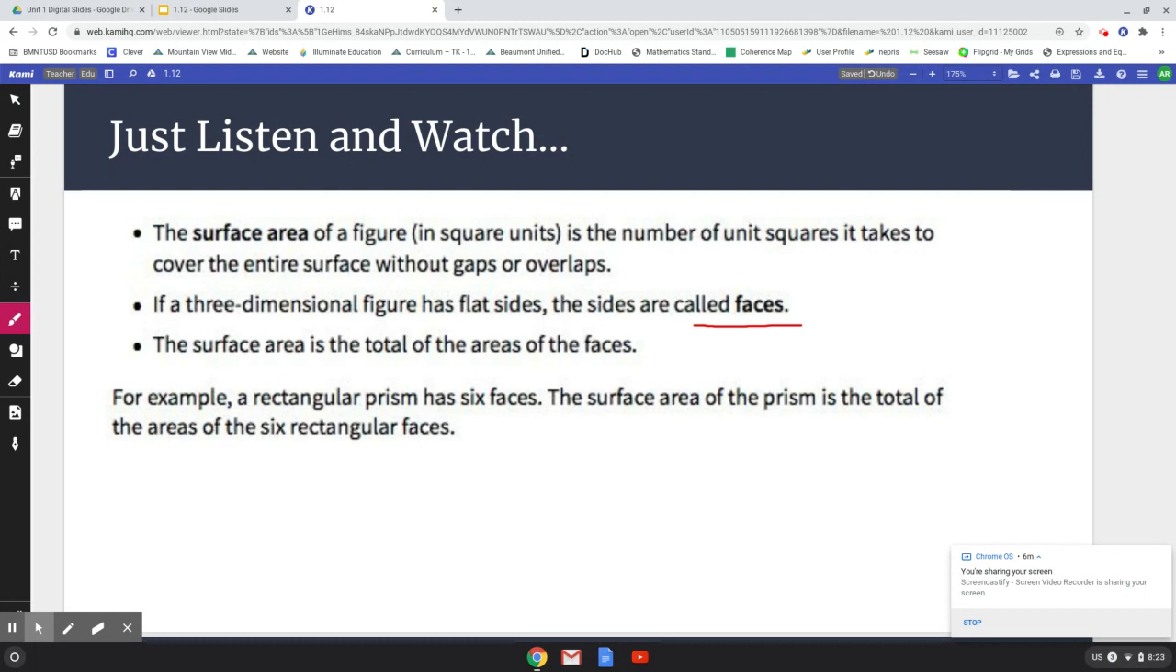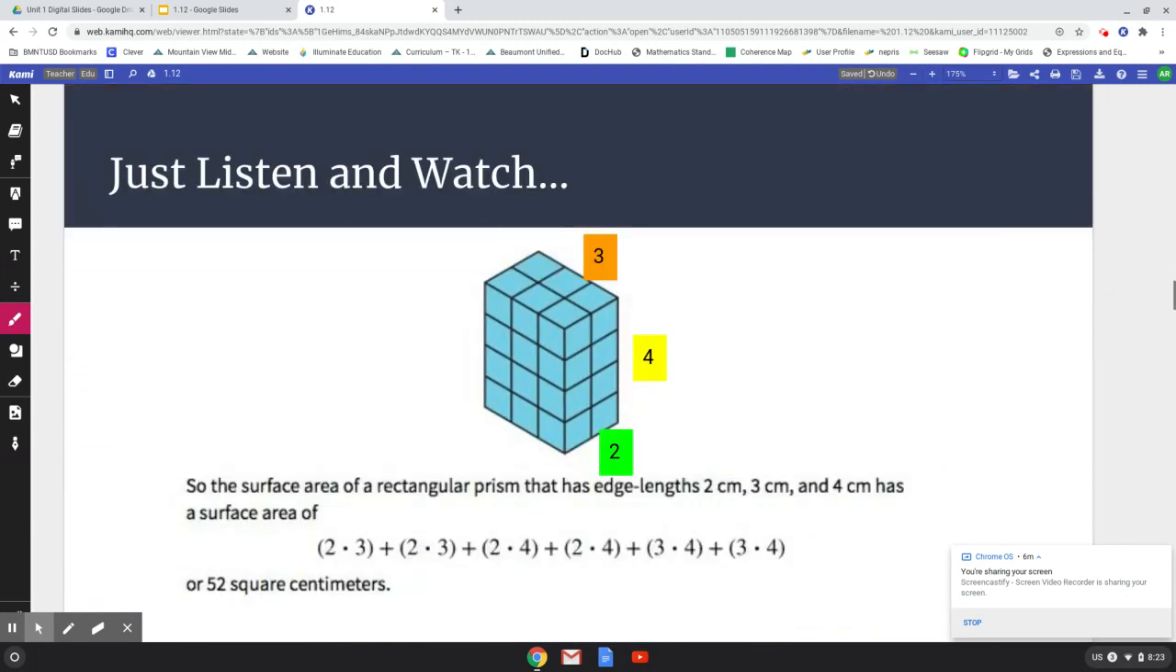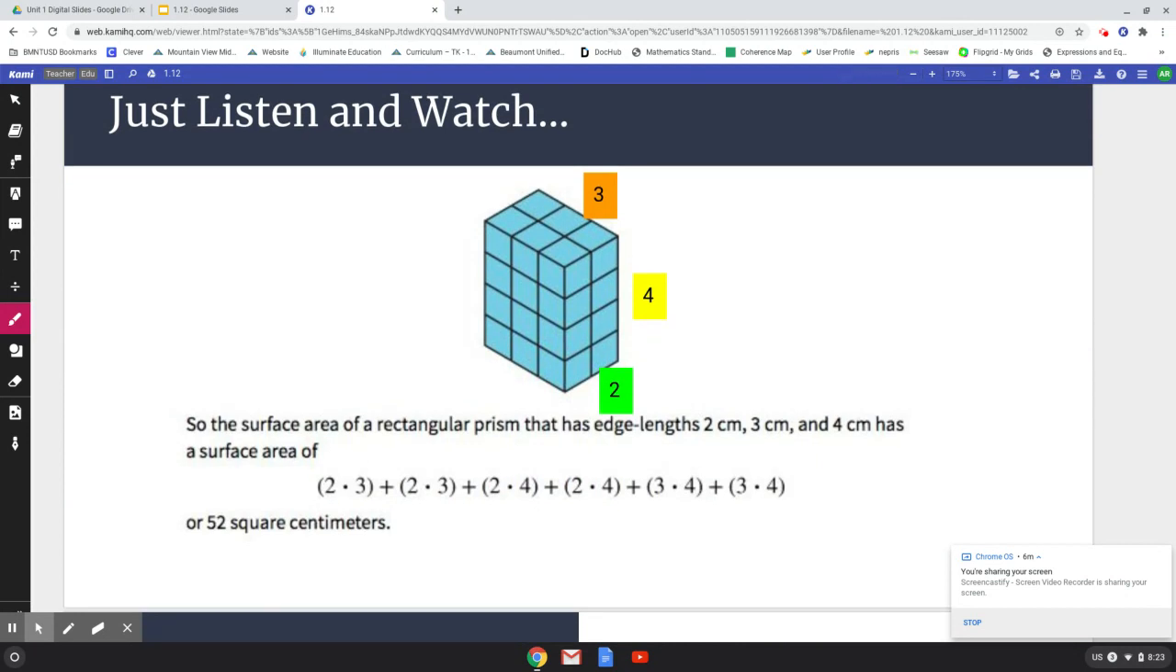So it says, for example, a rectangular prism has 6 faces. The surface area of the prism is the total of the areas of the 6 faces. Okay, so here's something that you can kind of see with your own eyes. So it says, the surface area of a rectangular prism that has an edge length of 2, 3, and 4 has the surface area of this. So basically you're multiplying the 2 and the 3, that's this, but there are 2 sides.